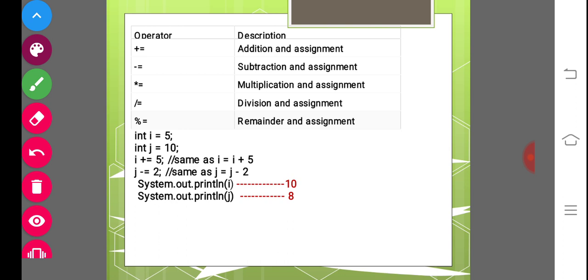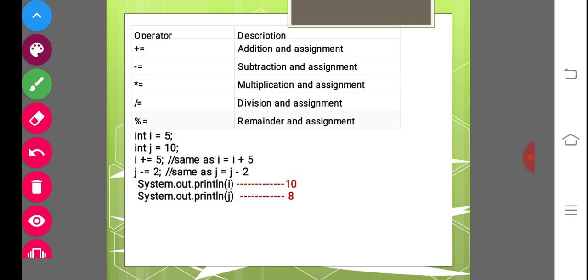Now in the next slide, we have different types of operators: plus equal to, minus equal to, multiply equal to, divide equal to, and in the last modulus equal to. Now in this example, i is initialized with 5 and j is initialized with 10. So instead of writing i equal to i plus 5, the answer is 10.